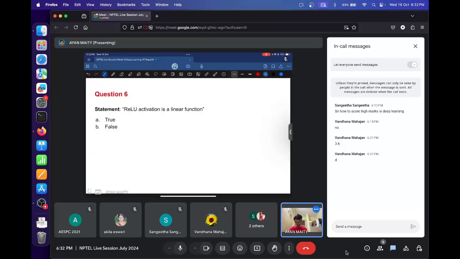Now question 6. The statement given is that the ReLU activation function is a linear function. Whether it's true or false, you have to state. Vandana says option B, false. Okay. Anyone else?